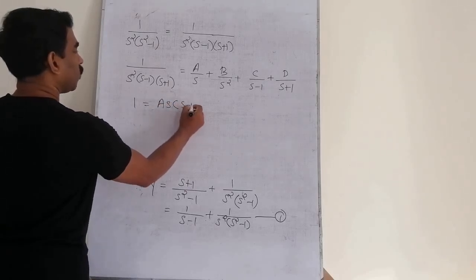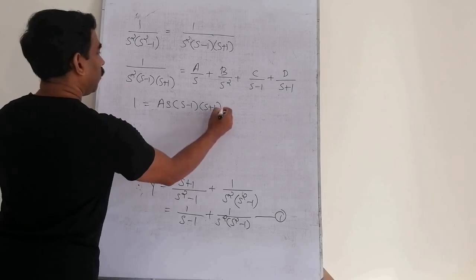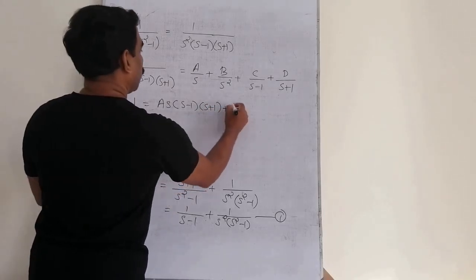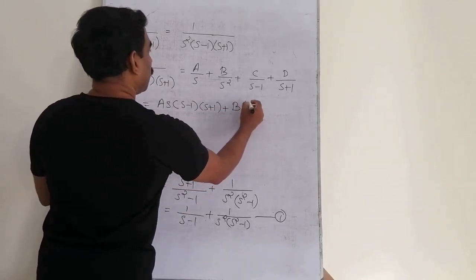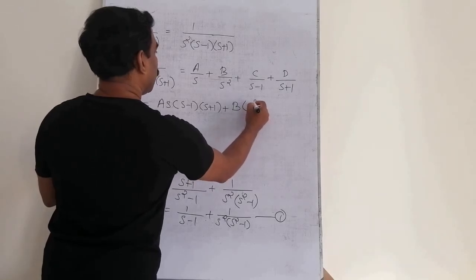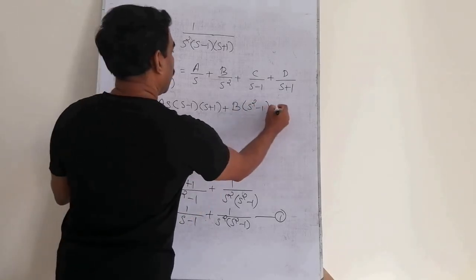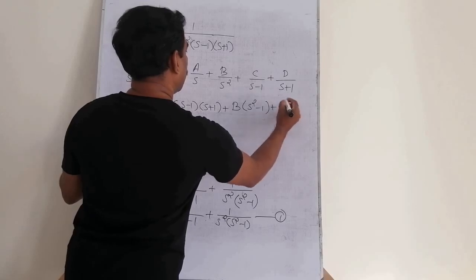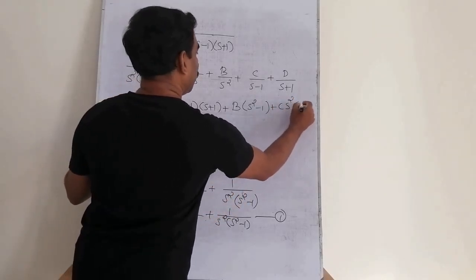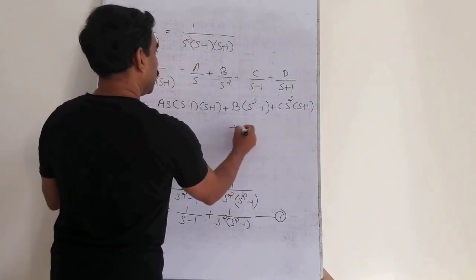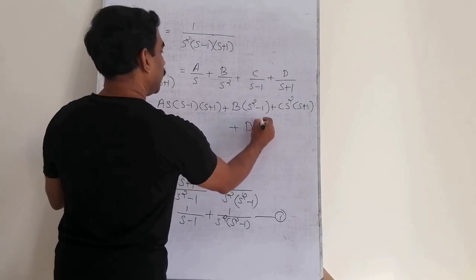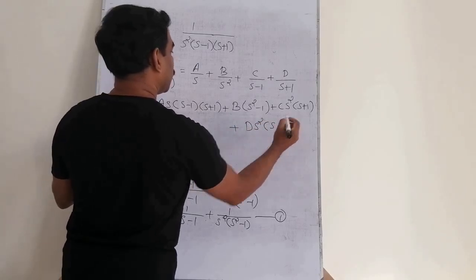1 is equal to A s into s minus 1 into s plus 1, plus B into s minus 1 into s plus 1, that is s square minus 1, plus C into s square into s plus 1, plus D into s square into s minus 1.